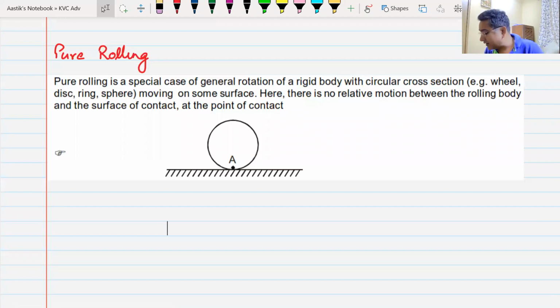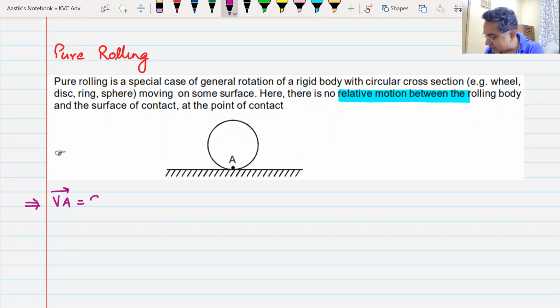This point of contact A remains at rest. There is no relative motion between the body and the point of contact on the surface. So the velocity of this point A, which is the point of contact, is 0. Do we understand this? Yes, sir.